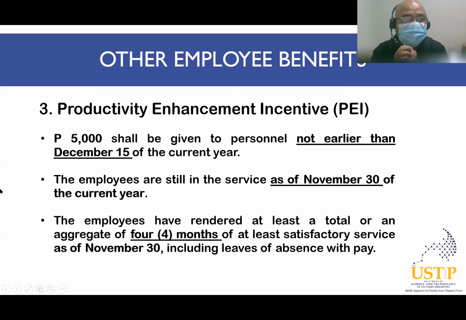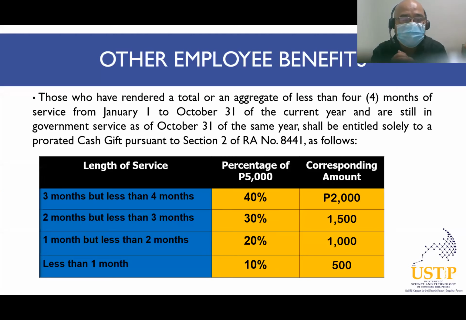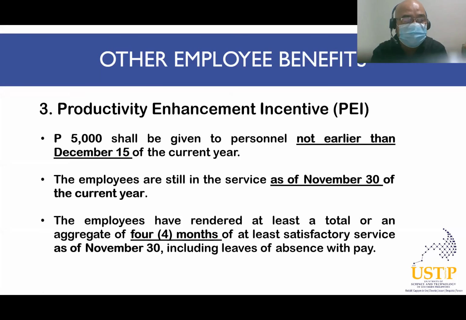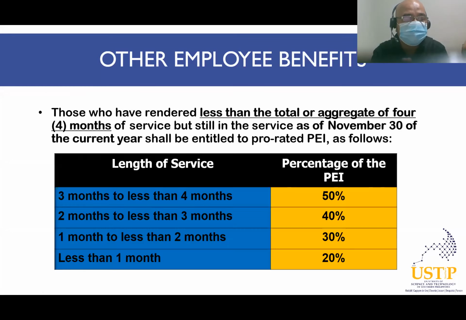So those who rendered a total or an aggregate of less than 4 months, na gyapon siya percentage of the 5,000 cash gift, no. Then kung naay kuan ani, naay guidelines ani, napagyutay 5,000, no. And this will be given not earlier than December 15 of the current year. Okay? 4 months gyapon ang requirement. Next. So katong less than 4 months, no, nagyapon siya ay prorated na percentage for your PEI, Productivity Enhancement Incentive.